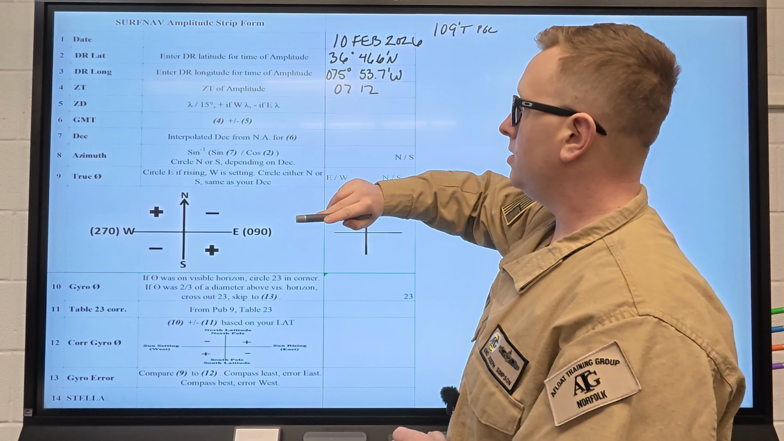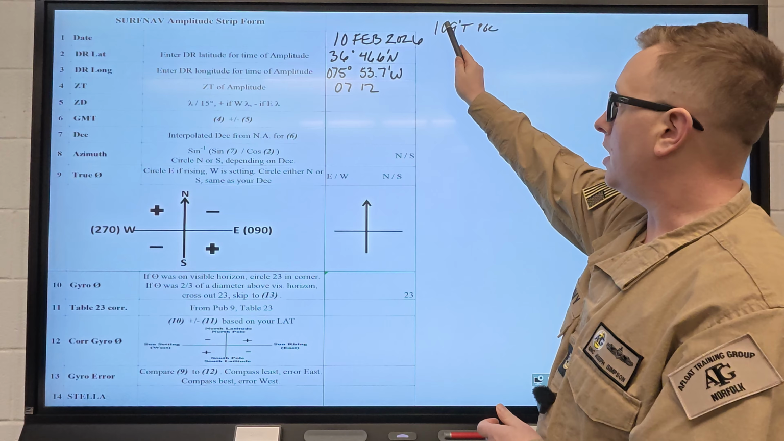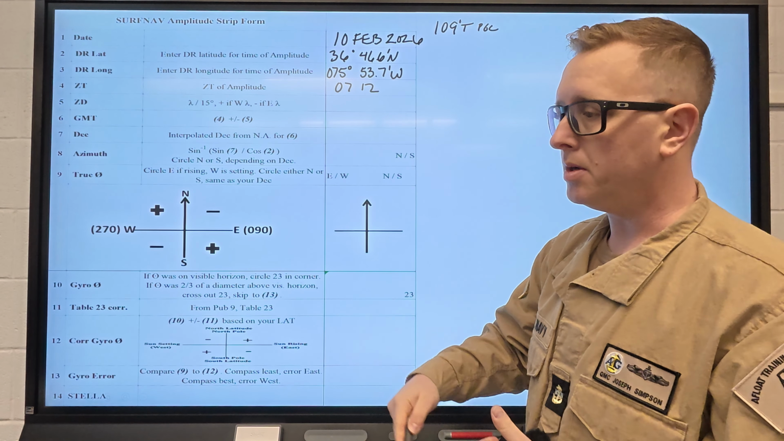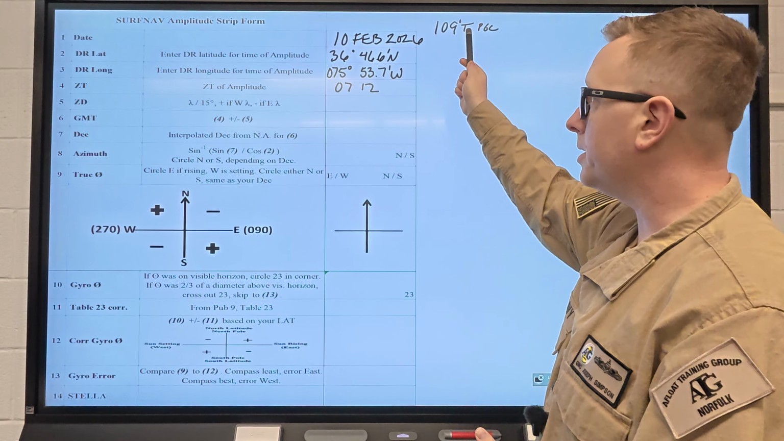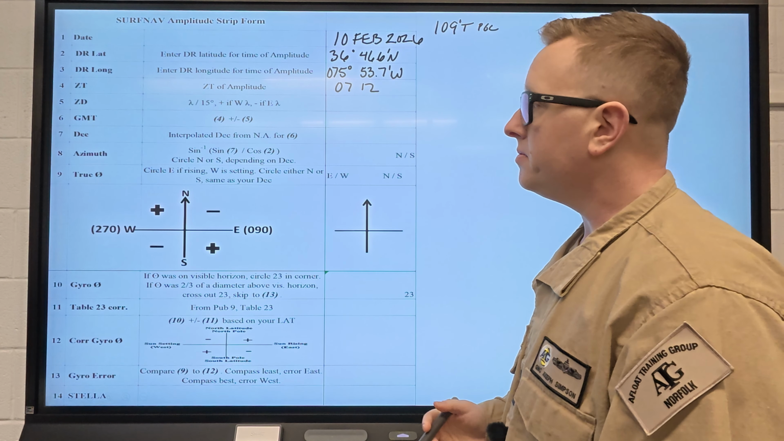Latitude, longitude, DR when we DR it out. That'll be what we're supposed to be in that general area, and the time you shot your amplitude. I wrote down the time and the bearing I got per the gyro compass. All right, I wrote it up here. To get into it, it's going to be a fairly quick one.